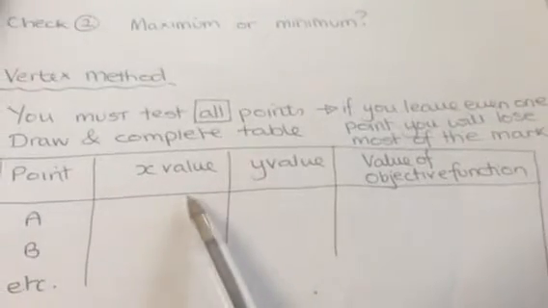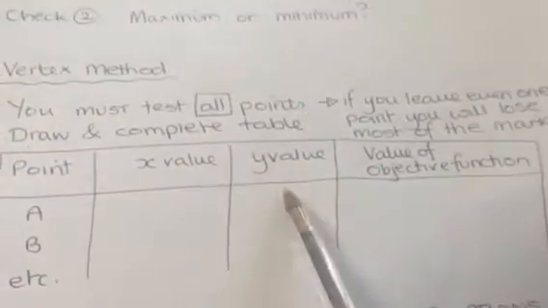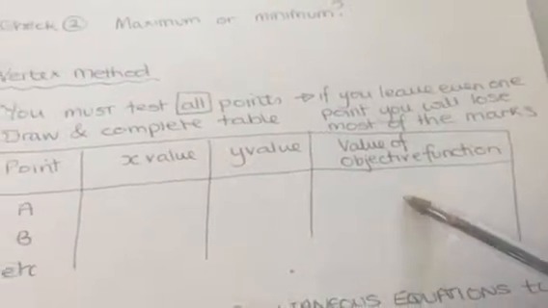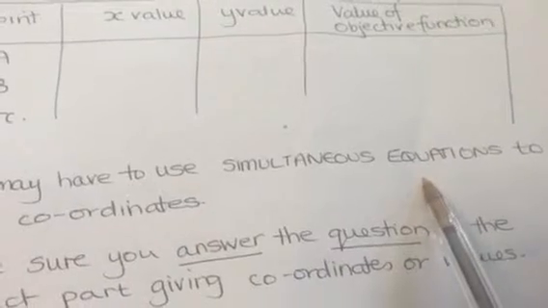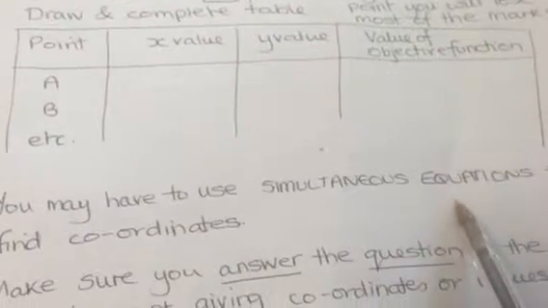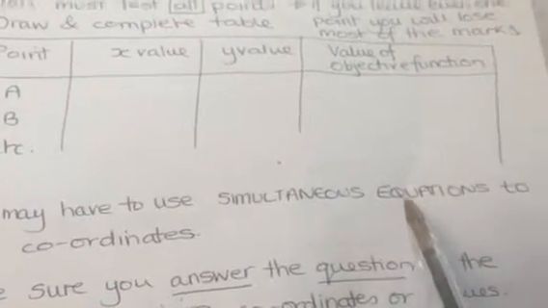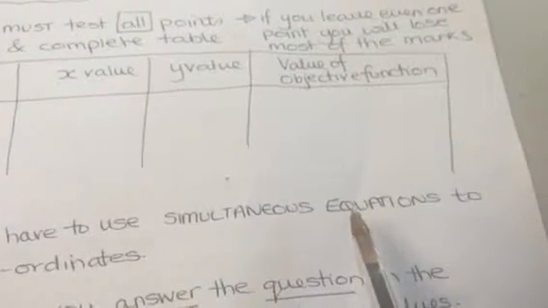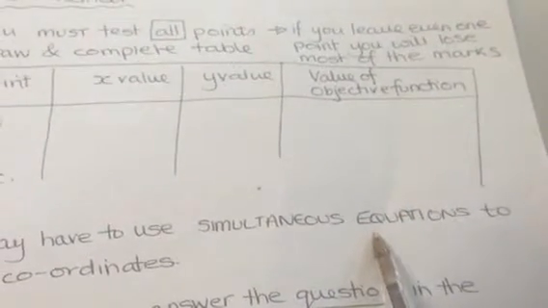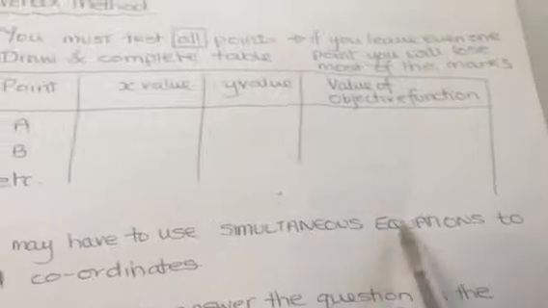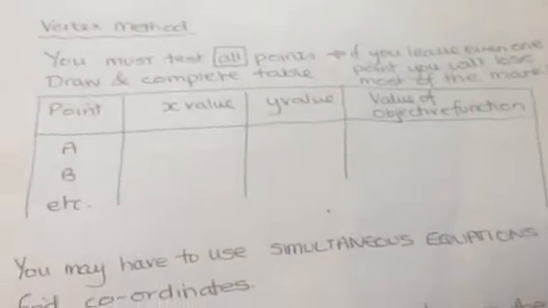And in your table, you need to record the x value at the point, the y value at the point, and then the value of the objective function. To find the x and y value, you might have to use simultaneous equations to find the coordinates. Sometimes you can tell them straight from the graph, but if it's not clear from the graph, then simultaneous equations. And the working for that can go underneath your table.